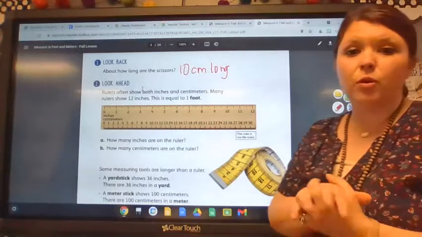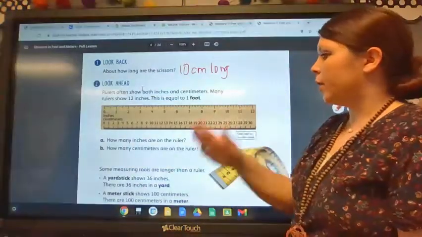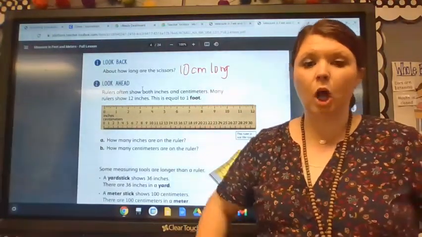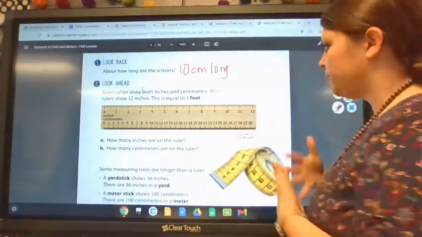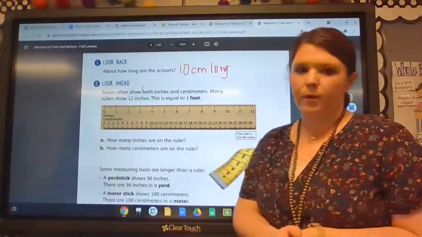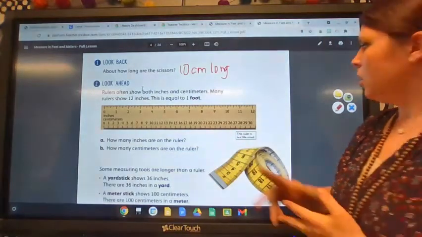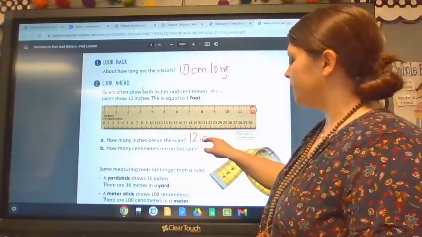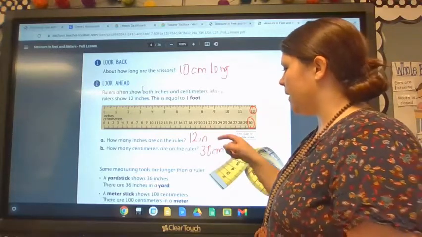This is equal to 1 foot, okay? So 12 inches or 30 centimeters is about 1 foot. And so that's what we would call 12 inches or 30 centimeters. It's equivalent to 1 foot. How many inches are on the ruler and how many centimeters are on the ruler? Go ahead and answer that question. Well, we can look and we see that there are 12 inches on the ruler, and we can look and see that there are 30 centimeters on the ruler.